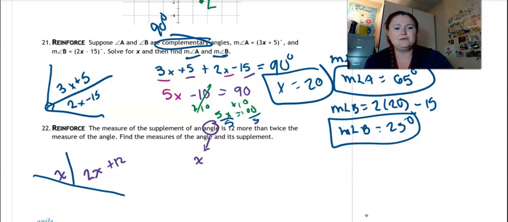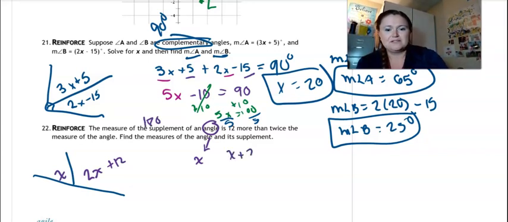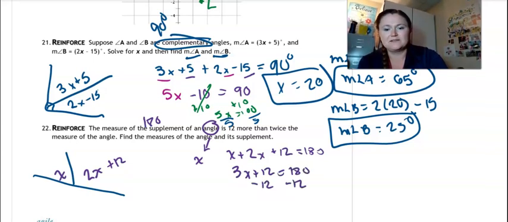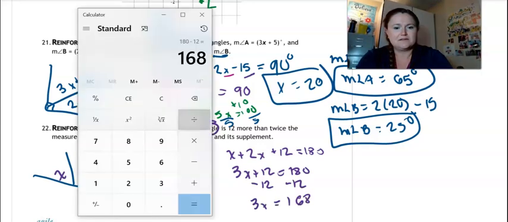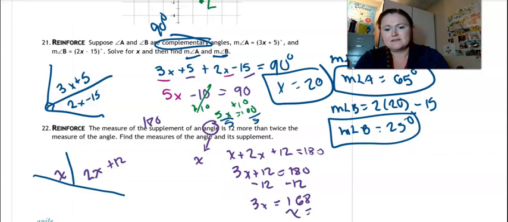Now I know these two are supplements, so they add up to 180. So I'm going to write an equation over here: x plus 2x plus 12, which is 3x plus 12, equals 180. Subtract 12 on both sides. So I have 3x equals 168, divide that by 3, and x is 56 degrees, hopefully.